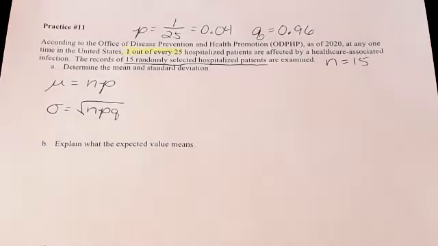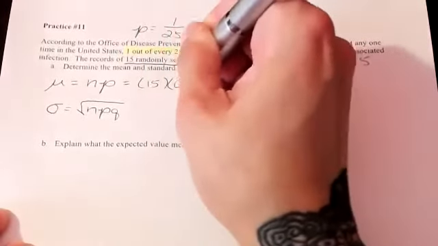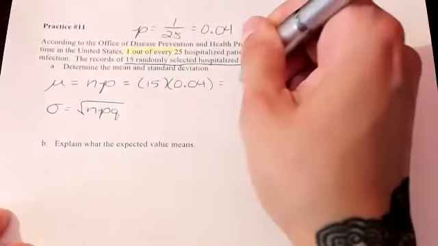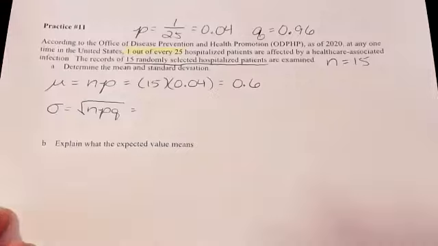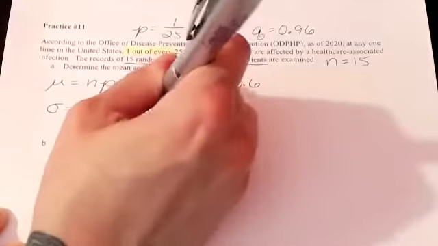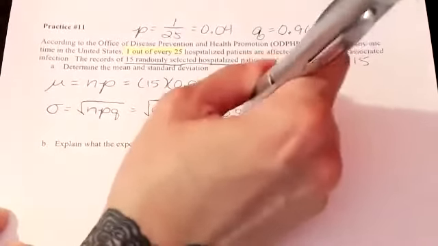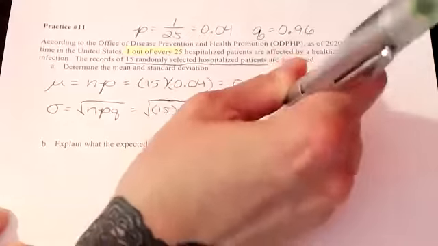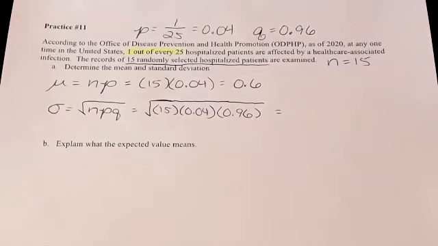Would it be 0.6? Yes, 0.6 is our mean. So we have 15 times 0.04. We find that is 0.6. What about our standard deviation? Thank you, Emma. Thank you, Ho, for providing the solution, which is 0.759.